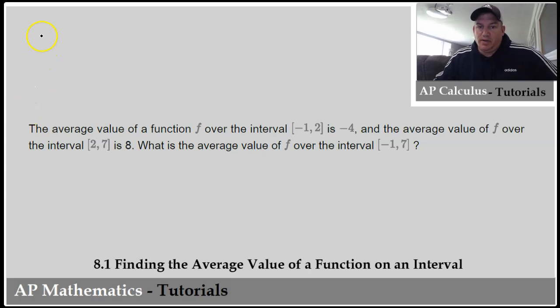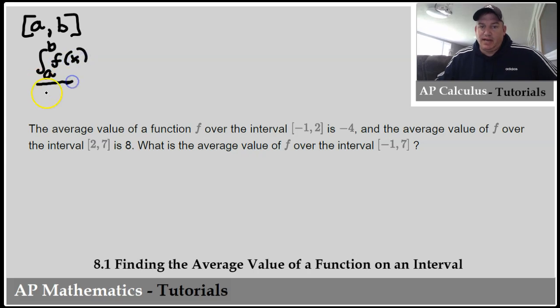So let's recall that the average value of a function over a closed interval a to b is the integral of a to b of f of x divided by b minus a.